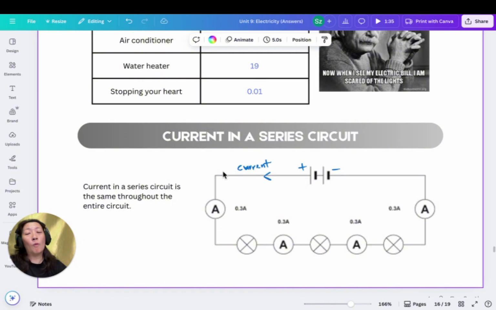So if current on one side of the circuit increases, all of it would increase. If the current decreases, all of it would decrease. The current throughout the entire circuit will always be the same in a series circuit.